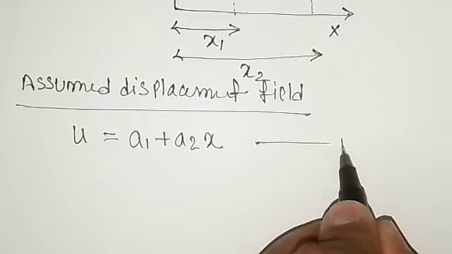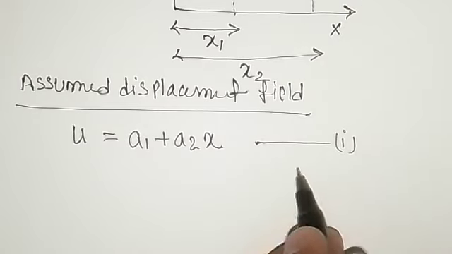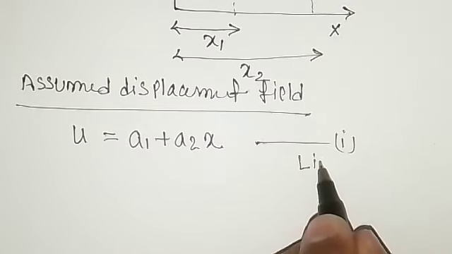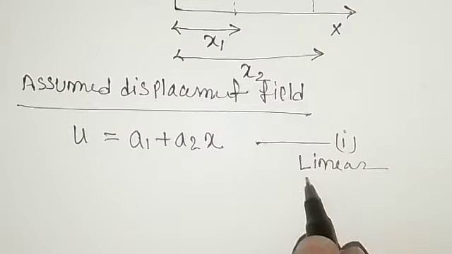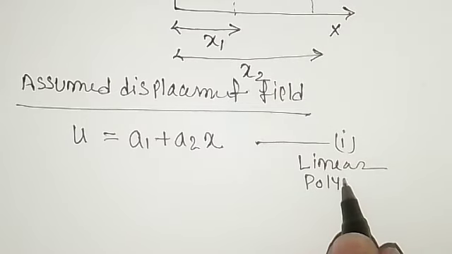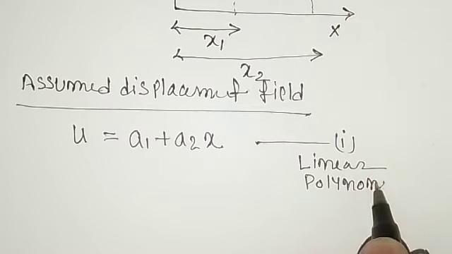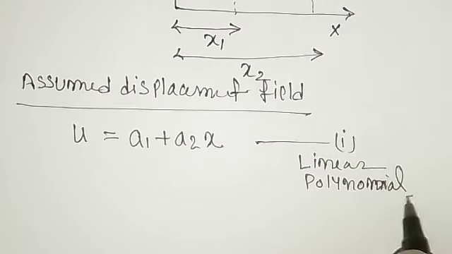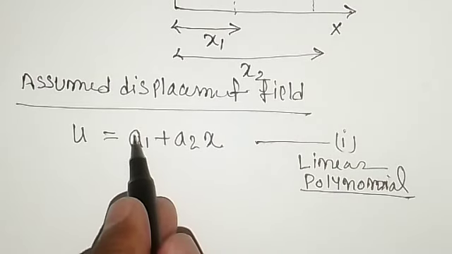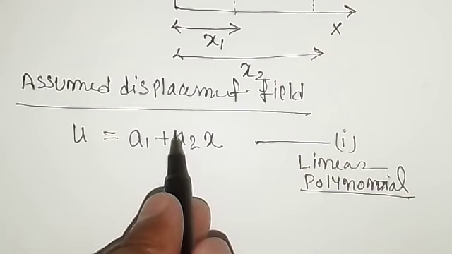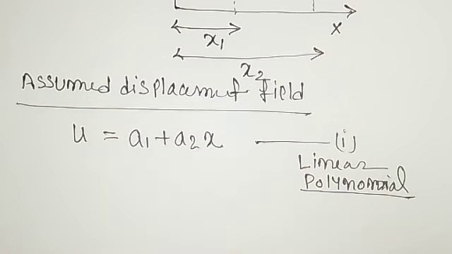So let's say this is equation 1 and it is the linear polynomial. So here you can write for better understanding that it is a linear polynomial equation, right? If it is quadratic, it will be in terms of a1 x squared plus a2 x plus c, something like that, right?